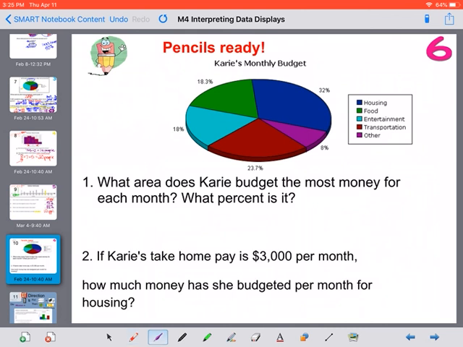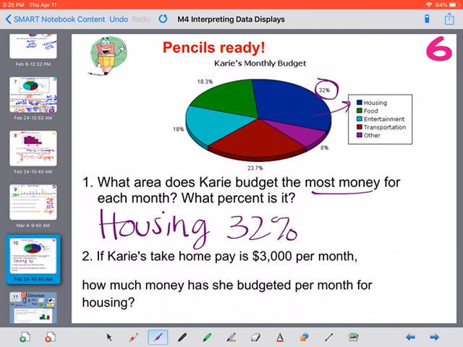First question, in what area does Carrie budget the most money for each month? What percent is it? So here's Carrie's monthly budget. I know yours doesn't have color, so you can look up at the screen. The most amount of money would be the largest section. So you can look at the percents. 32% would be the largest, and that's the color dark blue, which is housing. She spends the most money on housing each month, or budgets. I mean, she sets that money aside, and that's 32%.